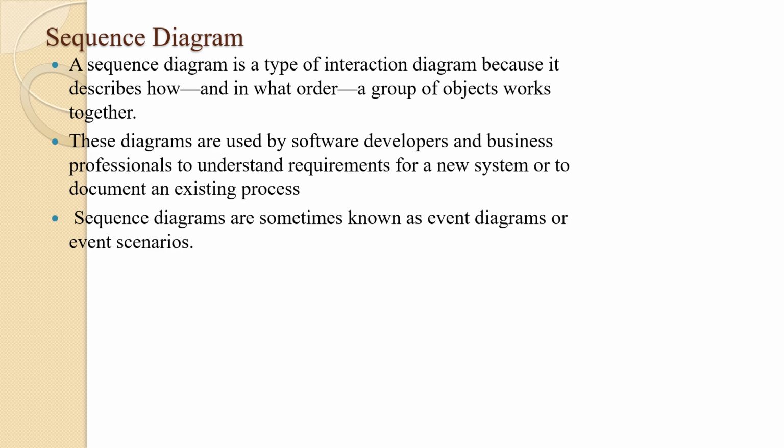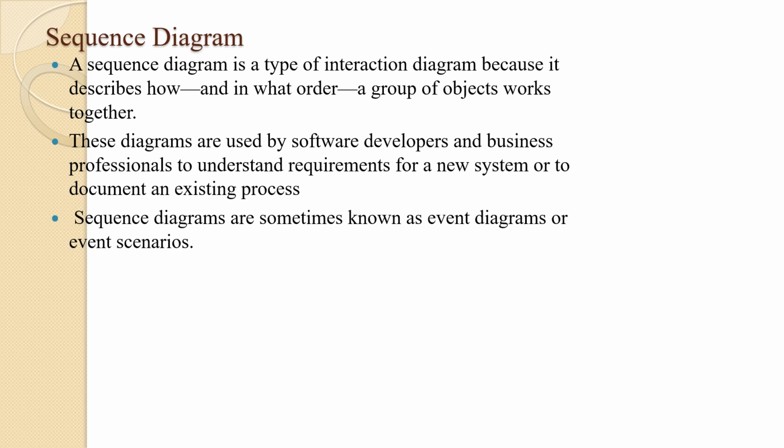Next one, messages. The horizontal arrows between the lifelines represent the communication between your objects. Messages can be synchronous, requiring a response, or asynchronous. Fourth one is activation bars. The activation bar represents the period during which the object is processing a message. The last one is the return message. A return message is a dotted line showing the response from one object to another. Next one, conditions and loops. These notations represent conditional logic or loops.